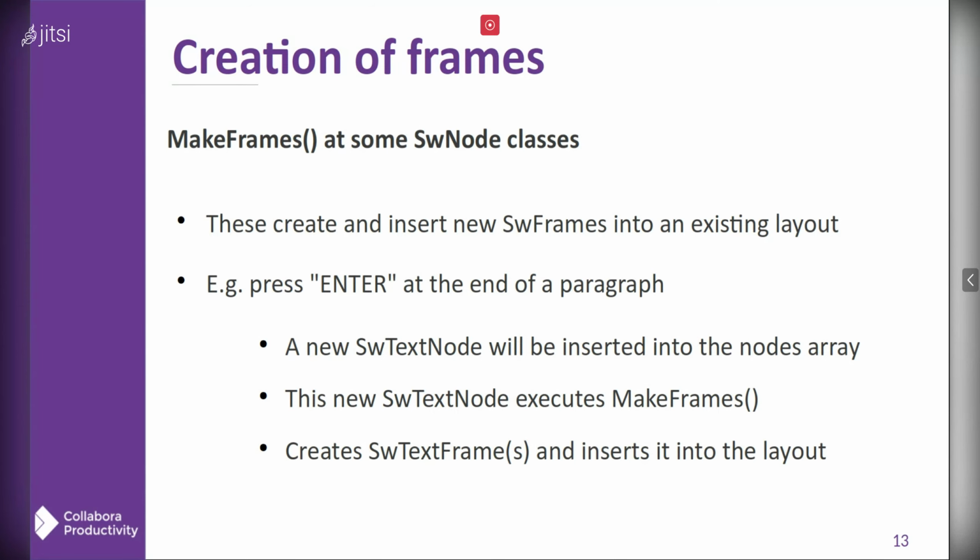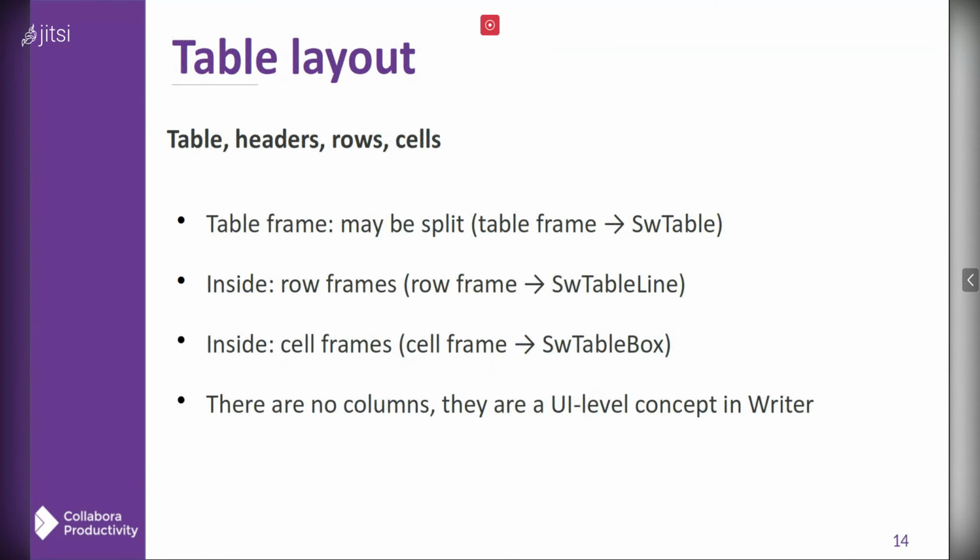Now, if you don't just have paragraphs, but something complex like tables, then you need a table layout for that. So we have the matching layout level frames for that as well. For SW tables in the model, we have table frames. For SW table lines in the model, we have row frames. For SW table boxes, we have cell frames. And each of these frame classes try to take care of their own formatting.